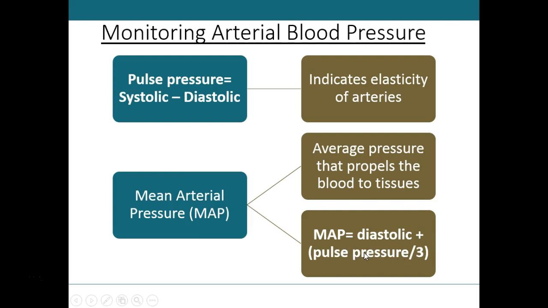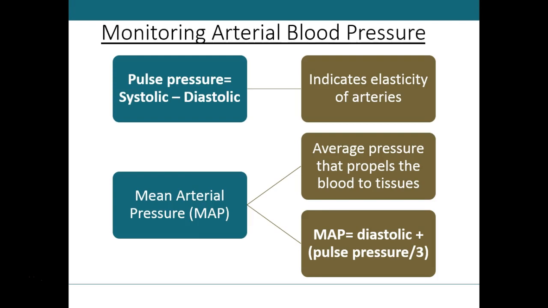Okay, so the first thing you want to do is get pulse pressure. Well, how do you get your pulse pressure? Well, that's the difference in your systolic and diastolic. Okay, and then you divide that by 3 and then add that to your diastolic pressure, and that gives you your mean arterial pressure. Well, what's the importance of this?